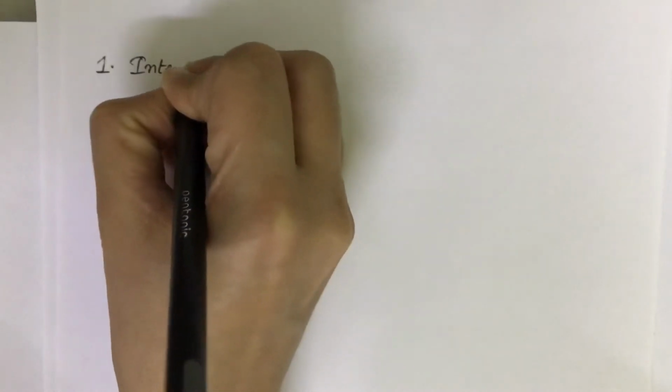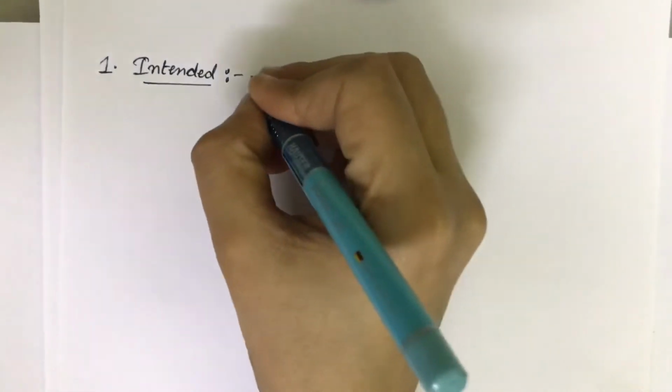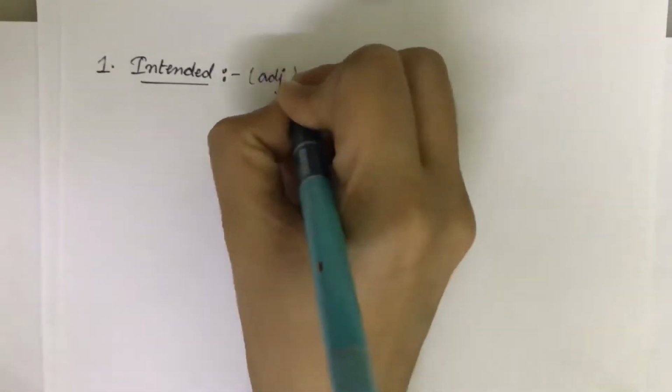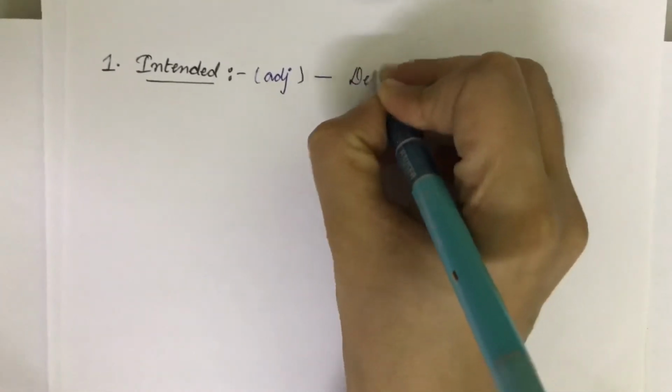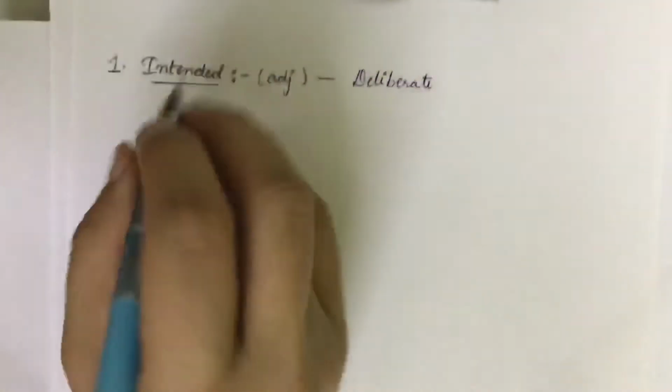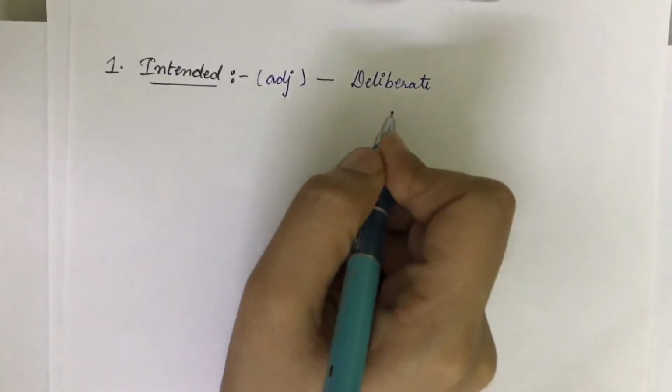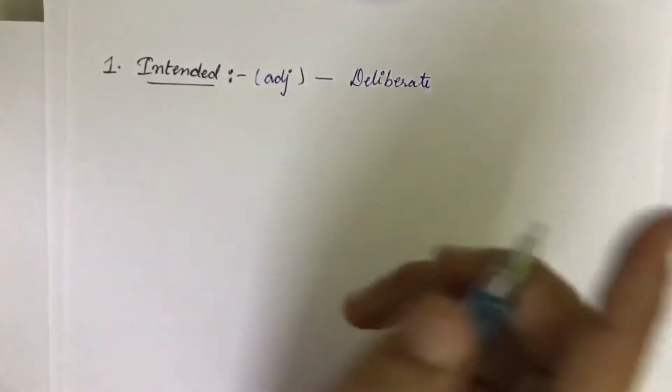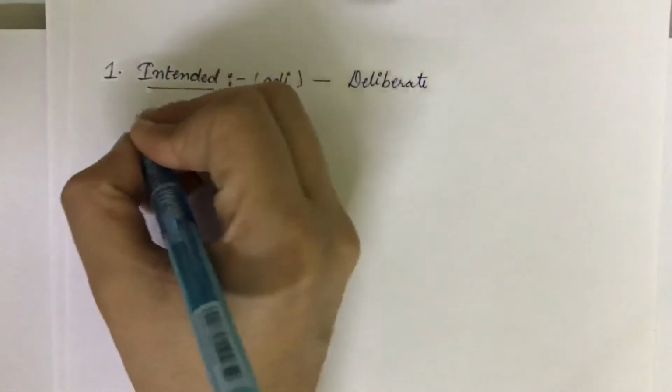intended. So what does the word intended mean? Something that has been done deliberately, or in other words, something that we do knowingly is known as intended. Okay, so this is basically an adjective, and I am writing here the meaning as well so that you get to know what the meaning is. So intended means deliberate. Okay, so now I am going to tell you the synonyms of this word.